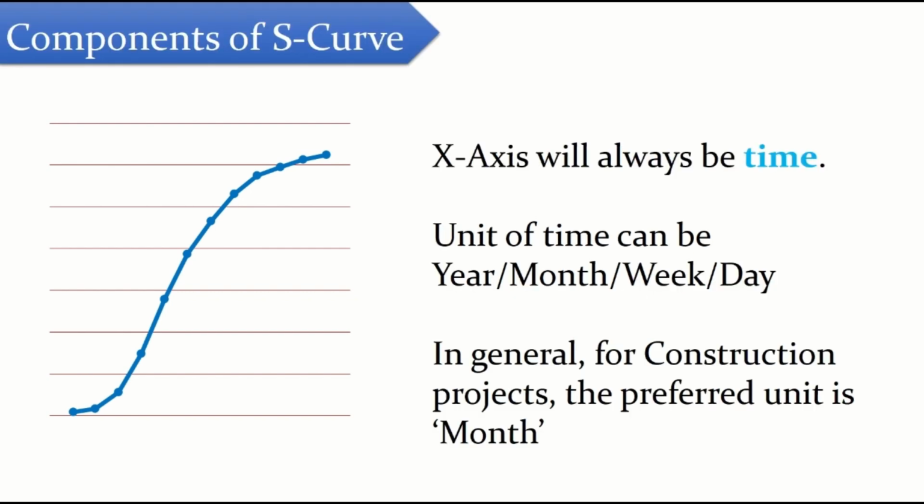So in the case of an S-curve, the x-axis will always be time. The unit of time can be anything like year, month, week or day. In general, for construction projects, the preferred unit is month. For construction projects, we plot the resource consumption or cost or revenue projection with the unit of time being month. For our S-curve also, in general, the preferred unit is month, although it can be week or even day if micro-level planning is done.